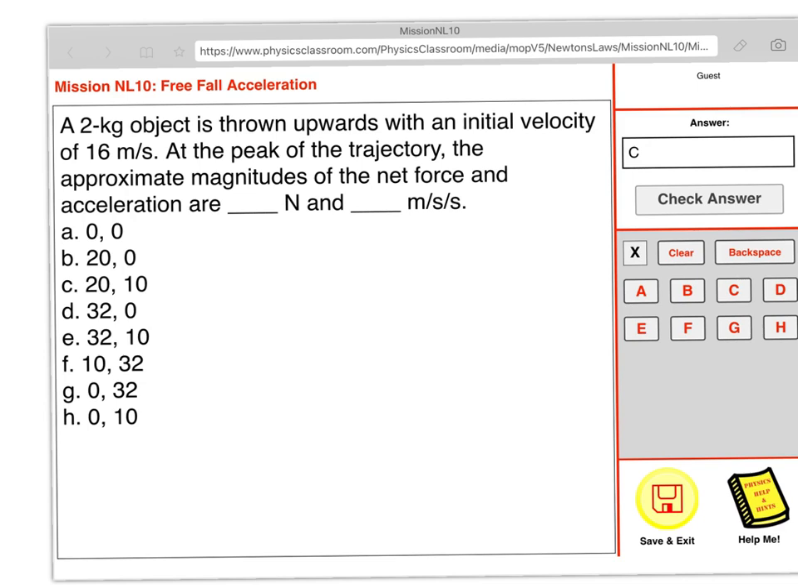What's true of projectile motion is that the force is only the force of gravity, so that's 2 times 10. So the force is going to be 20 newtons, and that's going to be constant, right? And the acceleration is negative 10, or in magnitude 10 meters per second squared. So the correct answer is this, right? Although the velocity is 0 at the top, the acceleration and the force are constant throughout, whether it's going up, at the peak, or coming down. Those are the magnitudes of those two values always.